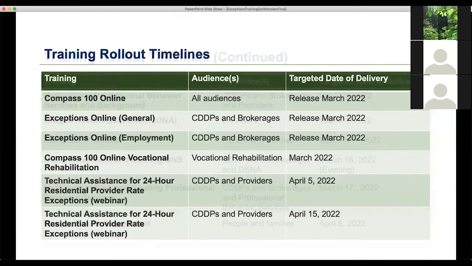In the next slide, we've got additional training. A Compass overview is going to be available as an online module, as well as the general exceptions training, which is what you're taking today. There's also an employment-specific exceptions training, one for VR. And then these last two rows are webinars that Rose will be providing on April 5th and 15th. Those can also be found on the Compass training website.